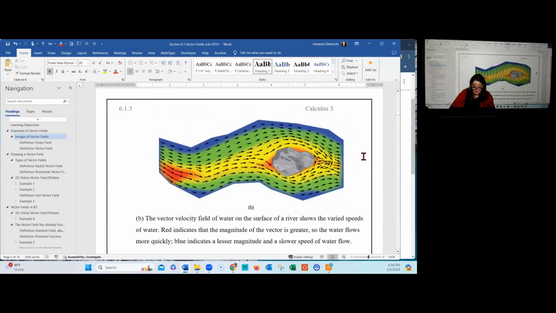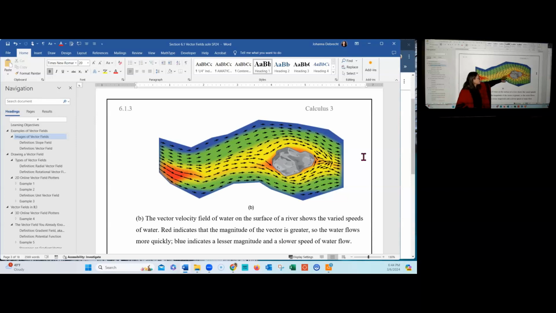There are other kinds of vector fields that you can see. This one represents the flow of water on the surface of a river. The blue indicates the slower flow, and red indicates faster flow. You can tell that over here on the far left towards the bottom there's an area of faster flow, indicated by the red, as well as the longer vectors.